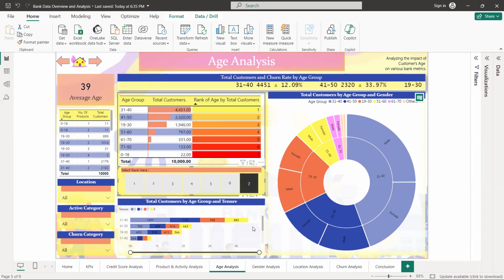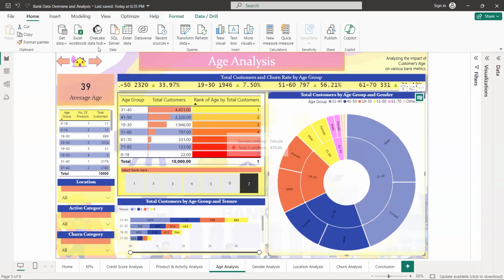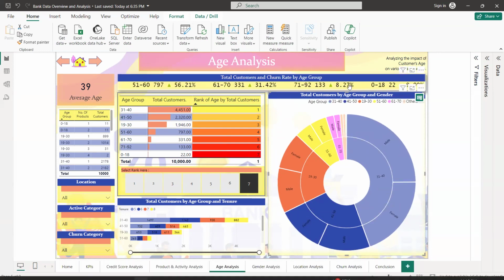Next, we have a bar chart which shows the total number of customers by age group and their tenure with the bank. As we can see, the 31 to 40 age group has the highest number of customers across different tenure categories. Next is a sunburst chart that visualizes the total number of customers by age group. Here, it's clear that the 31 to 40 age group is the largest one for both male and female. Next, we have a scroller over here for each age group. How much is the churn percentage for that particular age group?